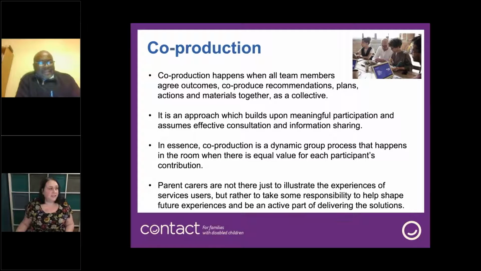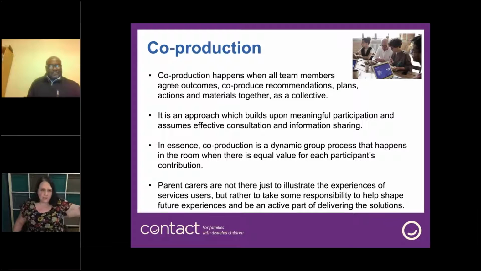Right. And I think that's the thing, isn't it? When we talk about co-production, it is about that shared ownership and that shared working together. So obviously you will all get a copy of the slides afterwards, and yes, I'm happy for it to go on websites. I'm feeling slightly nervous about this, but it'll be fine. It will be available on the contact website afterwards anyway.